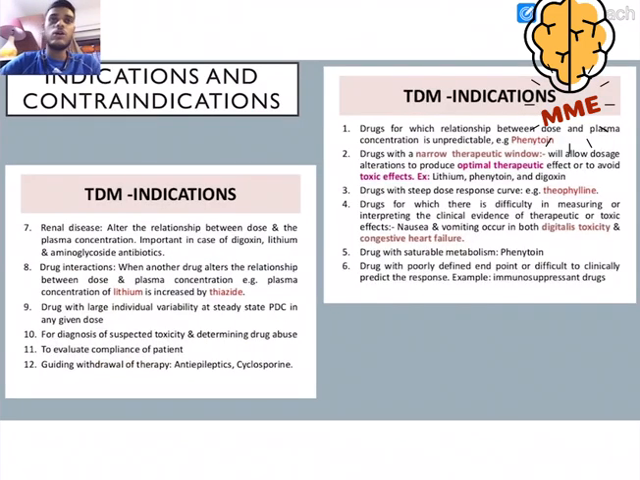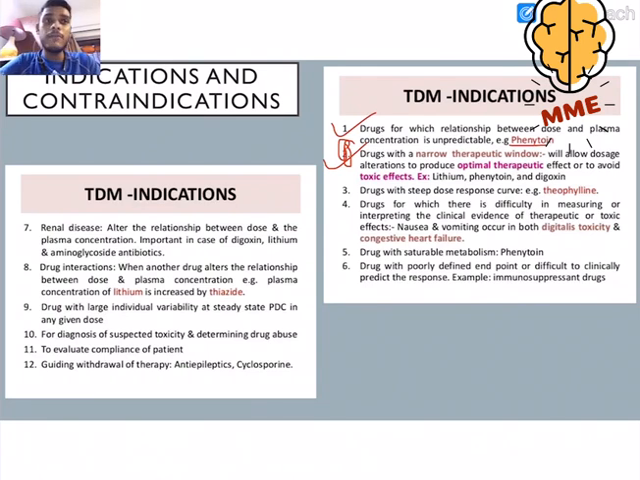Now, what are the indications of therapeutic drug monitoring? They are the drugs in which the relationship between dose and plasma concentration is unpredictable, as I told you with phenytoin, because it follows two different types of elimination. So it will be very difficult to understand what kind of effect it will have on the patient. Second, and very importantly, drugs having a narrow therapeutic window, that is, drugs in which there is not much difference between the therapeutic concentration and the toxic concentration. So we have to always monitor them.